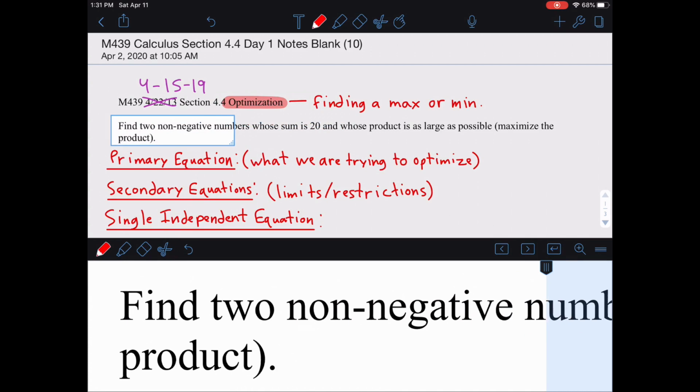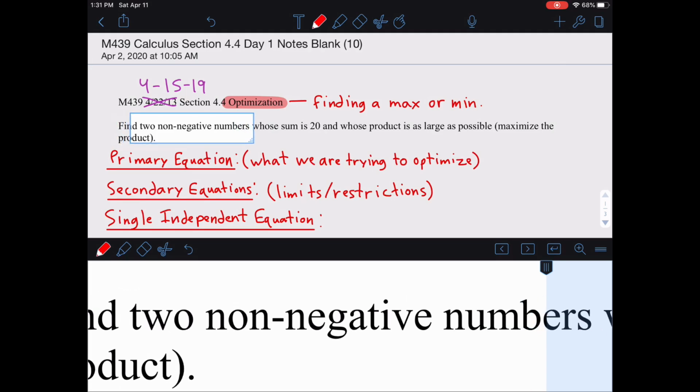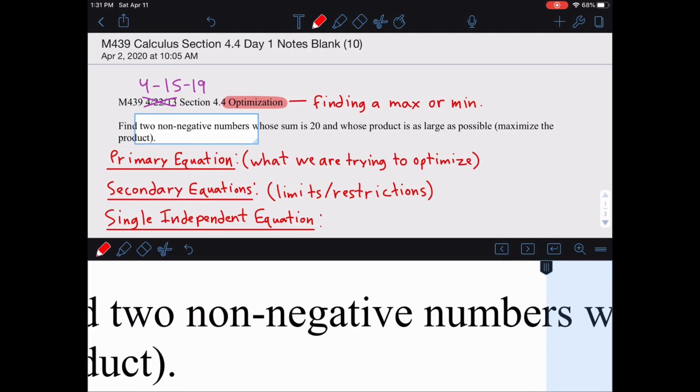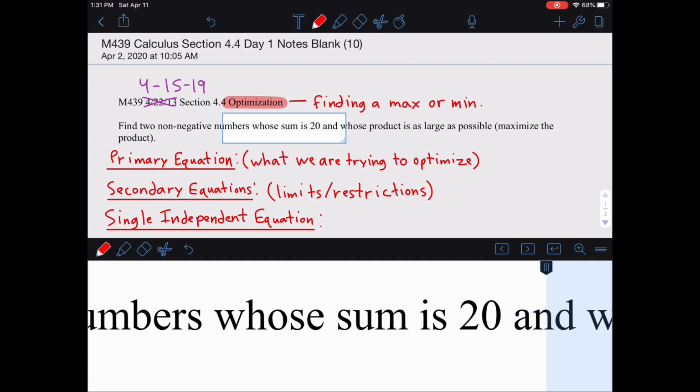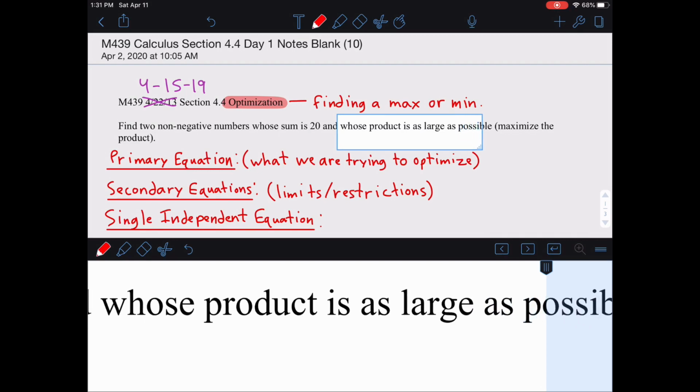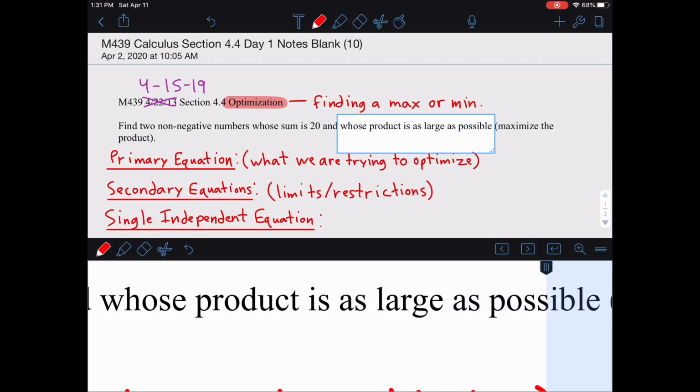First example here says find two non-negative numbers. Non-negative could mean a few things, but definitely not negative, whose sum is 20. So two non-negative numbers whose sum is 20 and whose product is as large as possible. Okay, so this is everything we're given here. Find two non-negative numbers whose sum is 20 and whose product is as large as possible.